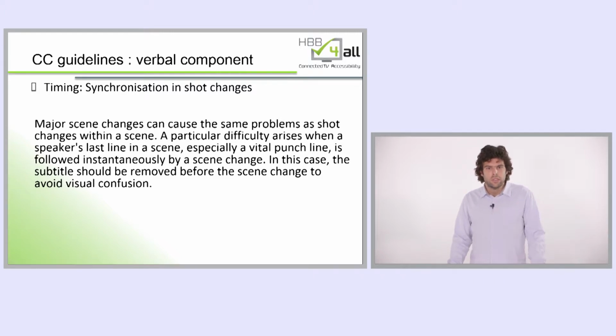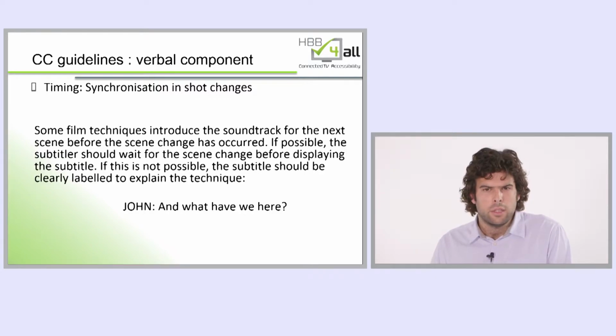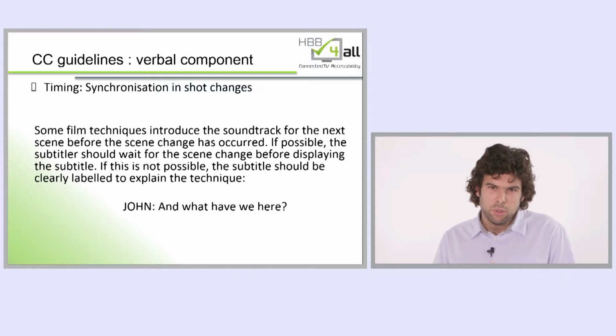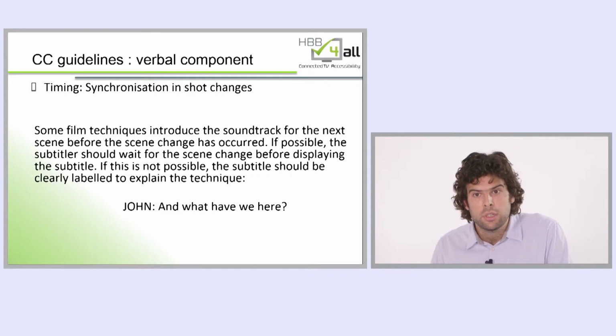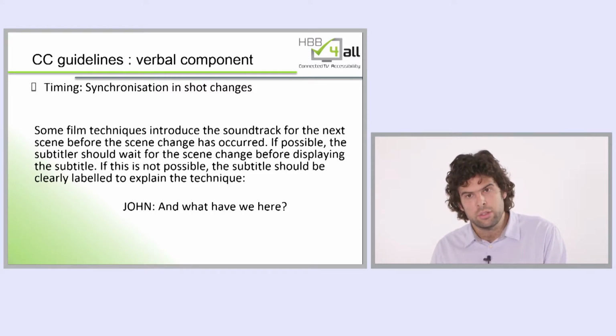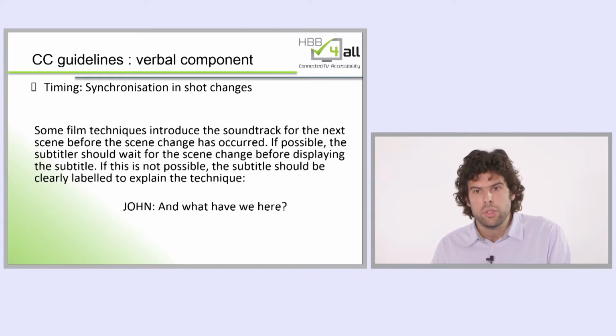Major scene changes can cause the same problems as shot changes within a scene. A particular difficulty arises when a speaker's last line in a scene, especially a vital punchline, is followed instantaneously by a scene change. In this case, the subtitle should be removed before the scene change to avoid visual confusion. Some film techniques introduce the soundtrack for the next scene before the scene change has occurred. If possible, the subtitler should wait for the scene change before displaying the subtitle. If this is not possible, the subtitle should be clearly labeled to explain the technique. For example, a label for John to identify the speaker, and "What have we here?"